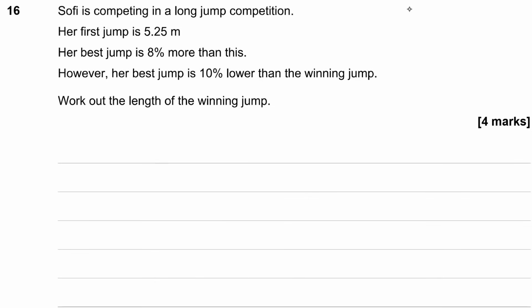Sophia is competing in the long jump competition. Her first jump is 5.25 meters. Her best jump is 8% more than this. However, her best jump is 10% lower than the winning jump. Work out the length of the winning jump.